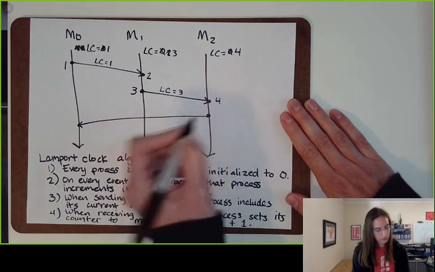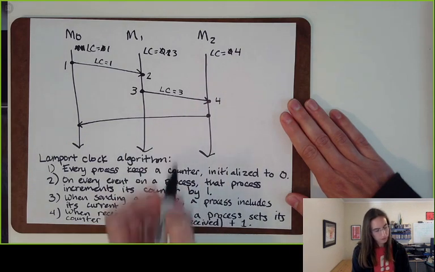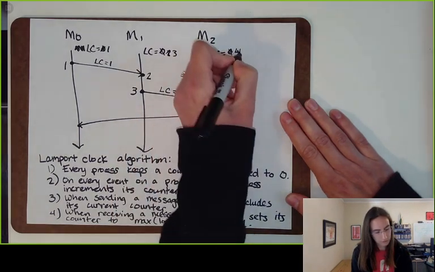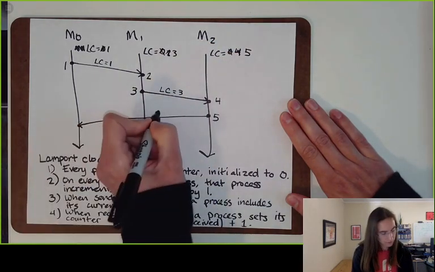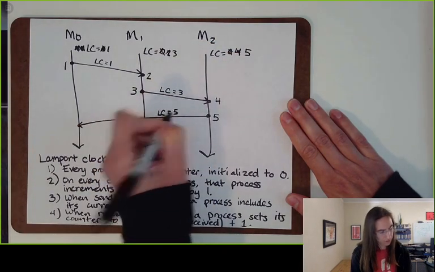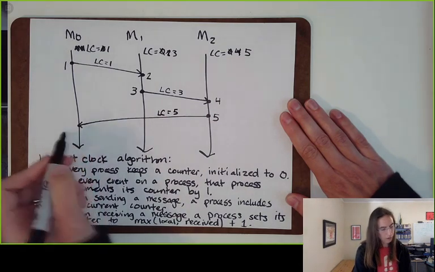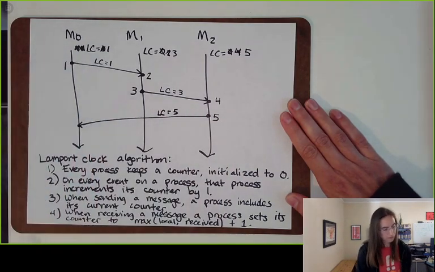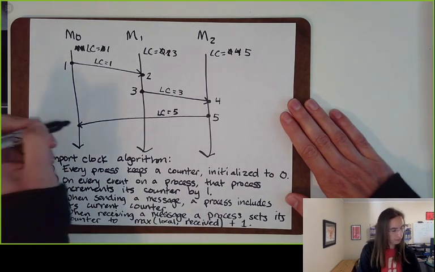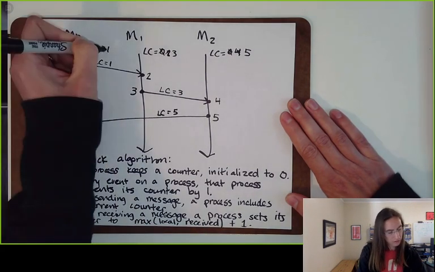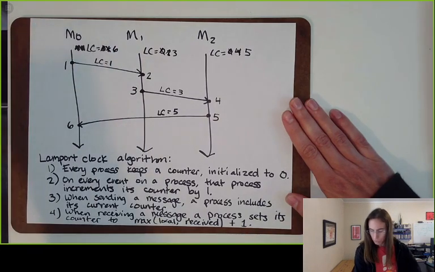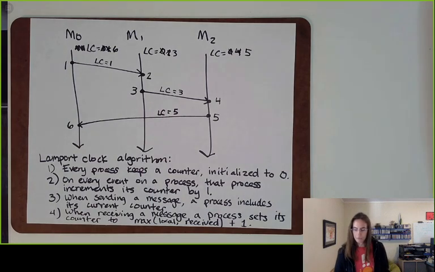So this event is another event on M2. So we get to increment there. That gets sent along here. 5 gets here. Now we're comparing 5 to 1. 5 is bigger than 1. So 5 wins, and then we increment again. Great. We've just assigned Lamport clock values to all of the events in our system. So we have this way of now assigning numbers to events.